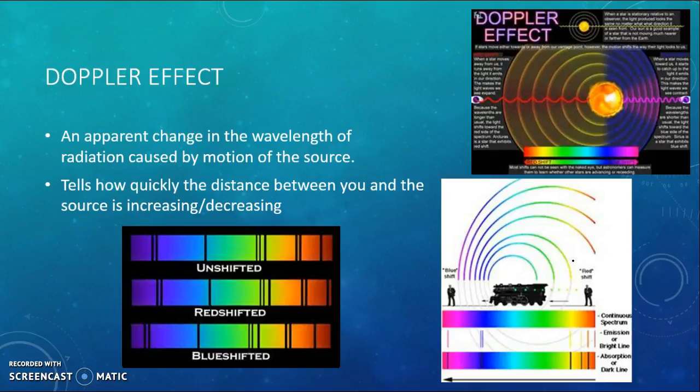Okay, moving on. Doppler effect. So, Doppler effect is going to be an apparent change in the wavelength of radiation, and that's caused by the motion of the source. So, the wavelength of the radiation that's coming off seems to be changing because the source is moving. Okay, and this would be used to tell us how quickly the distance between you and the source is increasing or decreasing.